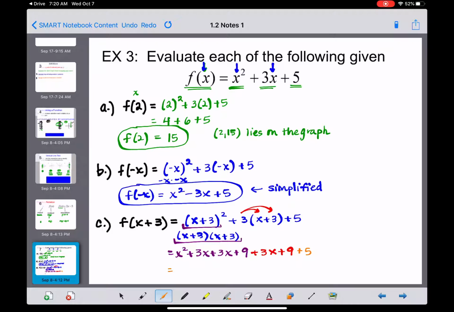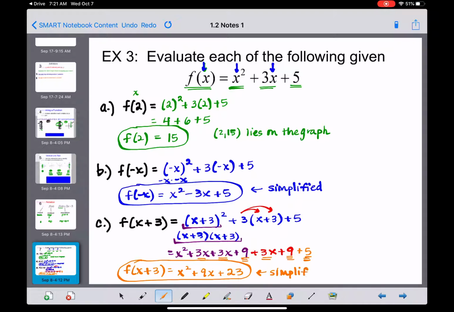So then all we have to do is combine like terms. So we have an x squared. We have 3x, another 3x, so there's 6x, another 3x, so there's 9x. And then we have 9, 9, and 5. So 18 and 5 would be 23. So f of x plus 3 is equal to that trinomial, x squared plus 9x plus 23. Again, this is considered to be simplified.